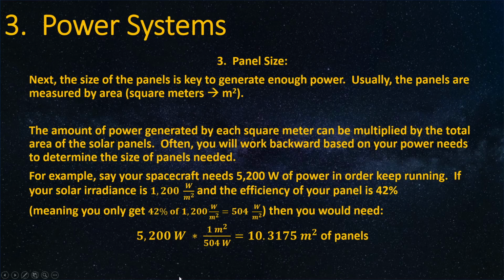But with this, if we know that we need 5,200 watts and the local solar irradiance is 1,200 watts per square meter, and my efficiency is 42%, I can string those together and find that I only get 504 watts per square meter based on my efficiency and the local solar irradiance. So for every square meter I would get 504 watts, and I need 5,200 watts. Look at this again. Set it up so your watts cancel out and we're left with meters squared. I can see that for this circumstance, I would need 10.32 square meters of panels.